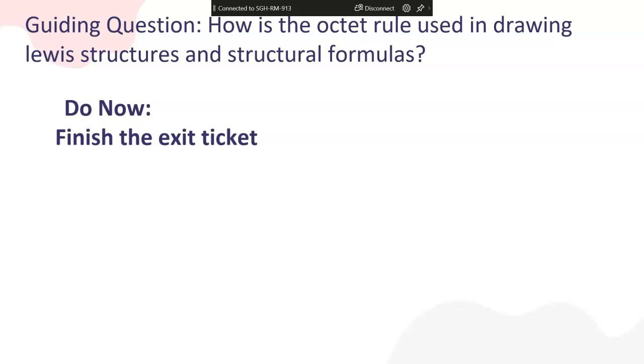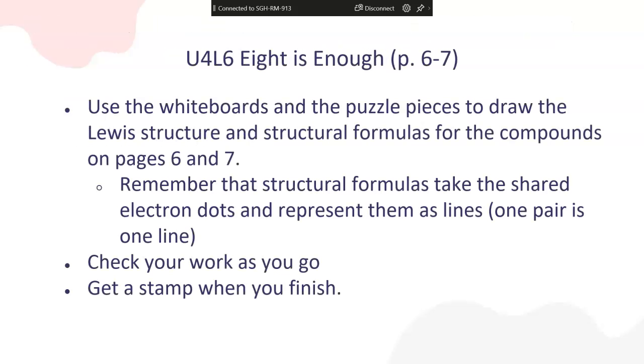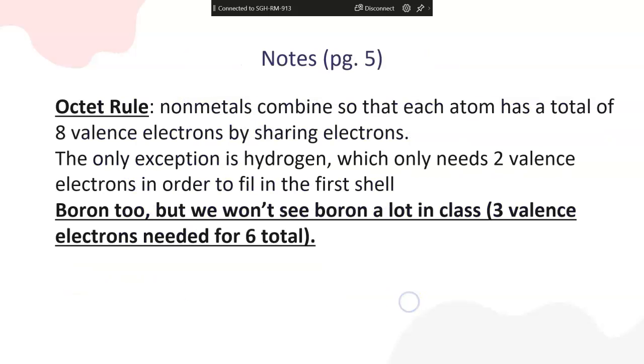The do now was to finish the exit ticket. If you are absent, this will be excused. For this, you could use the whiteboard and/or puzzle pieces or a scratch piece of paper to draw the Lewis structures and structural formulas for the compounds on pages 6 and 7 using the stuff we'd already gone over. You can do notes first, which we are here. We're going to keep going.